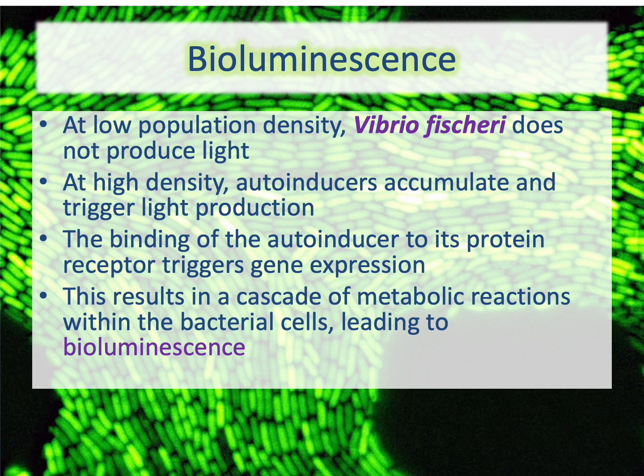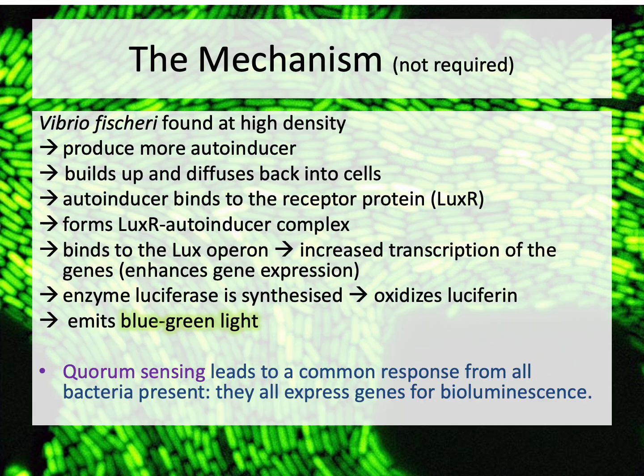So how does this bioluminescence work? Well, at a low population density, when there are a few Vibrio fischeri, they don't produce light. At high density, the autoinducers accumulate, they trigger this light production. The binding of the autoinducer to its protein receptor triggers gene expression, and that results in a cascade of metabolic reactions within the bacterial cells, leading to bioluminescence. You don't need to know the details of that cascade, but sometimes understanding a little bit more does help.